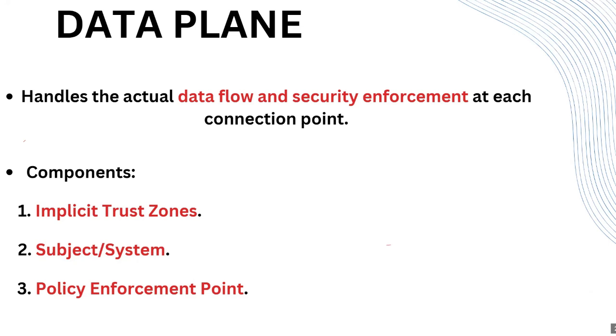The data plane is the one that stops the connections, communicates with the control plane, gets the actual decision from the control plane, and then based on the control plane's decision, will act on that decision by either approving or denying, right? This is the role of the data plane. And we have three components within the data plane, which are implicit trust zones, subjects and systems, and policy enforcement points, right? These are the three components of the data plane. Let's get into each one, inshallah.